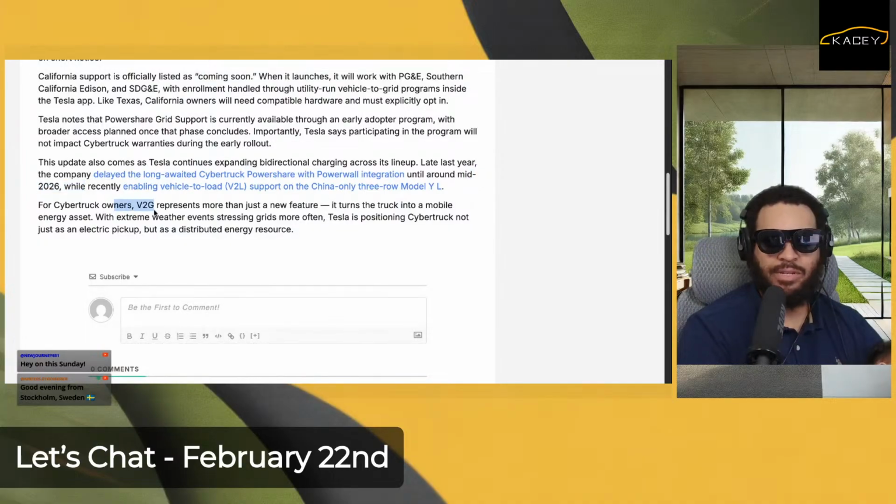For Cybertruck owners, V2G represents more than just a new feature. It turns the truck into a mobile energy asset. With extreme weather events stressing the grids more often, Tesla is positioning Cybertruck not just as an electric pickup, but as a distributed energy resource.